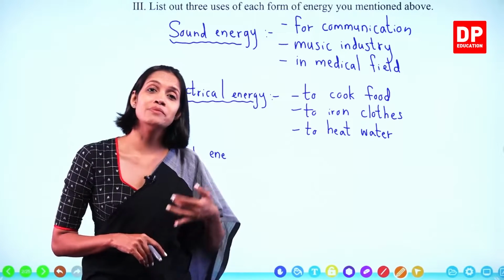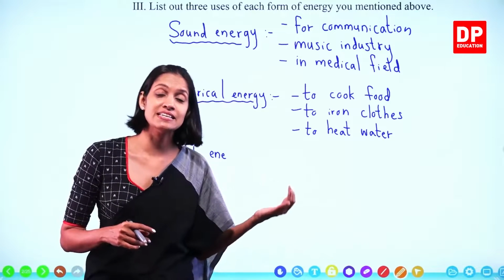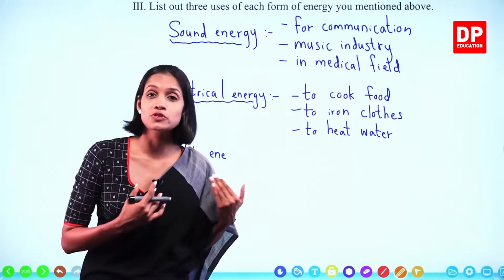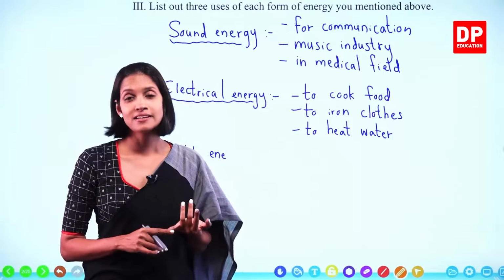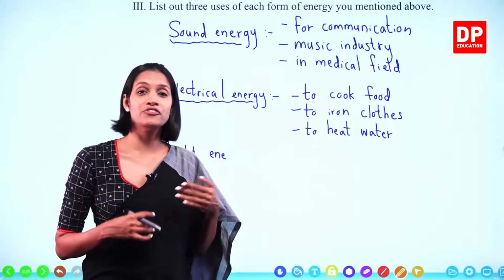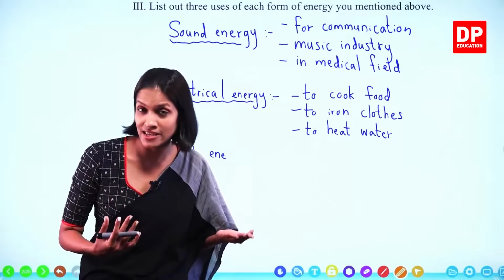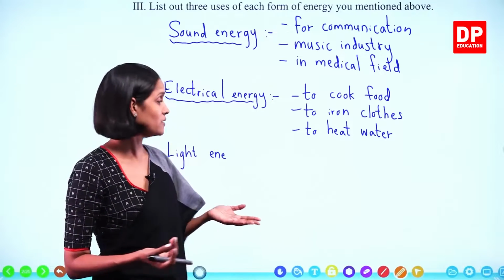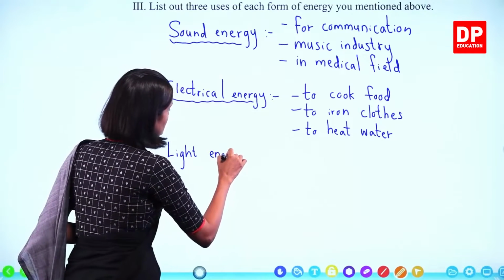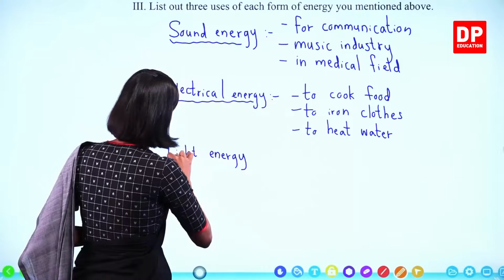And at the same time, light energy is used as signals in lighthouses and also in traffic lights. We use the light energy as signals, right? And at the same time, you all know different types of light rays as laser rays. They are used in medical field to treat patients, okay? Let's write light energy.